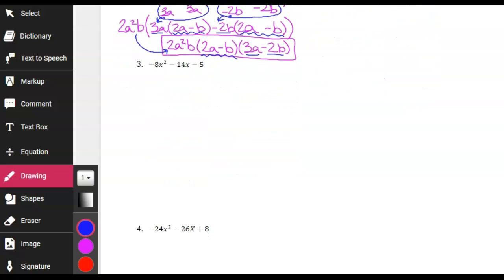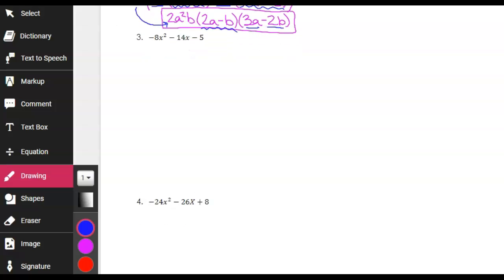Okay. So for number 3, we've got 2 more questions. For number 3, I'm going to do it with you, and then for number 4, I'm going to ask you to do it on your own. So for number 3, check for a GCF. The leading coefficient is negative, so I at least need to take out negative 1. There's no other GCF that I can take out, though. So negative 1 sits out in front.